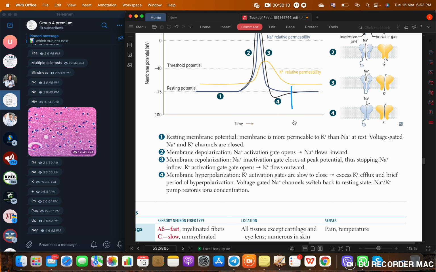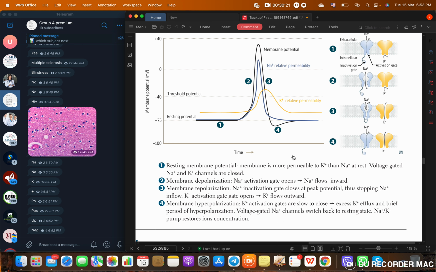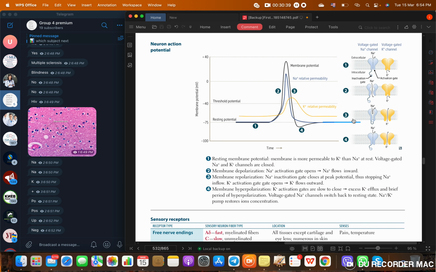Next, at this stage, what will happen? Voltage gated sodium channels switch back to the resting state, and they write sodium potassium pump restores the ion concentration, which means they bring the potassium from the outside to the inside against the concentration gradient. That's why they require ATP. And they take the sodium from inside of the cell to the outside of the cell. Why? To maintain the resting potential again.